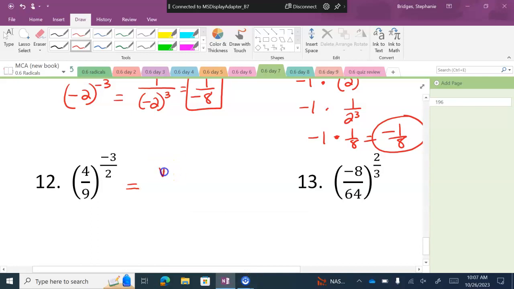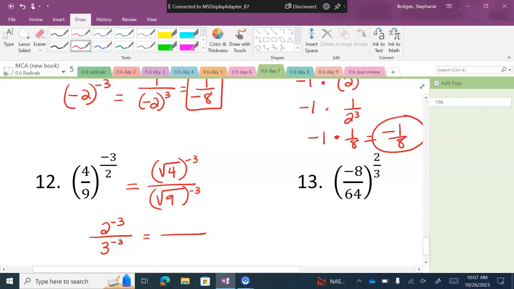Square root. So I'm going to take the square root of 4, and then I'm going to raise it to the negative 3rd power. And then I'm going to do the same thing to the denominator. Take the square root of 9 and raise it to the negative 3rd power. I do exactly the same. It's just I have 2 pieces that I have to do it to. What is the square root of 4? 2. So I've got 2 to the negative 3rd, and the square root of 9 is 3, also to the negative 3rd power.